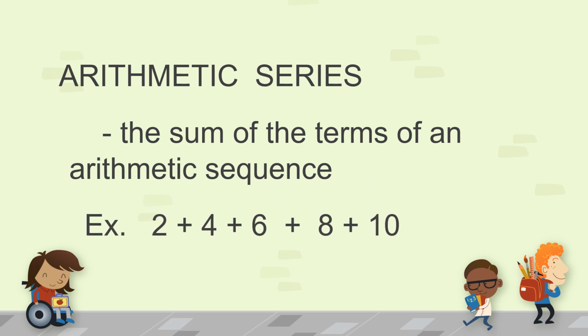Example, the one we had a while ago. So we have the sum of 2, 4, 6, 8, and 10. So the addends actually form an arithmetic sequence. In this example, you can easily get the sum because the numbers are small and we have only 5 terms to be added. So the sum of this is 30.